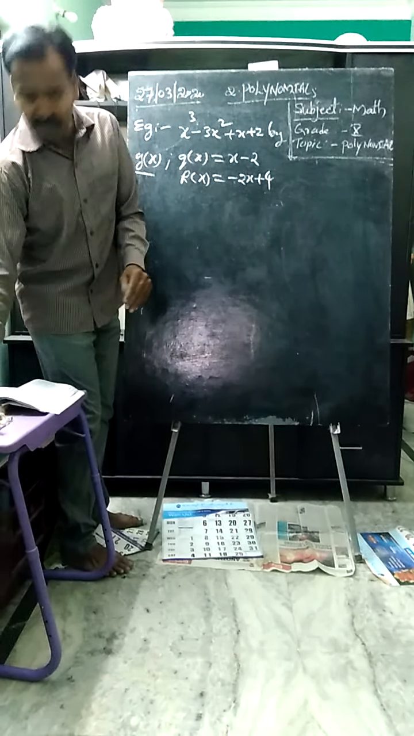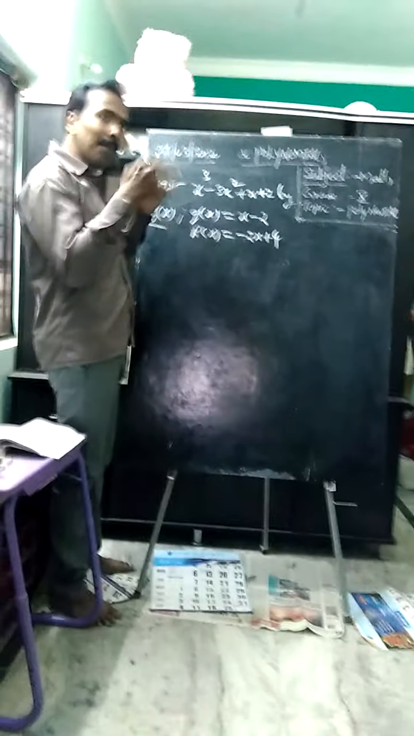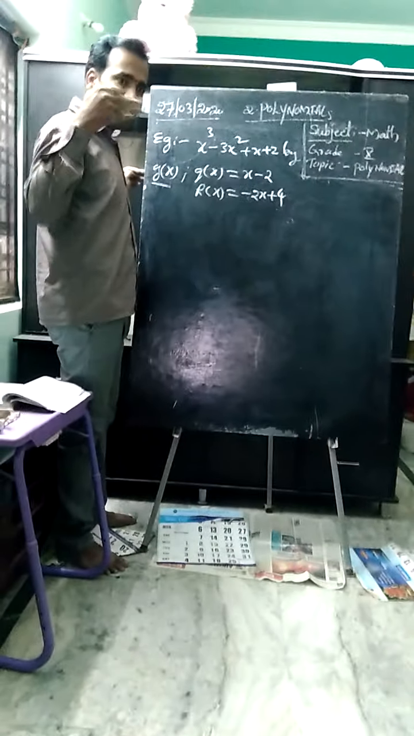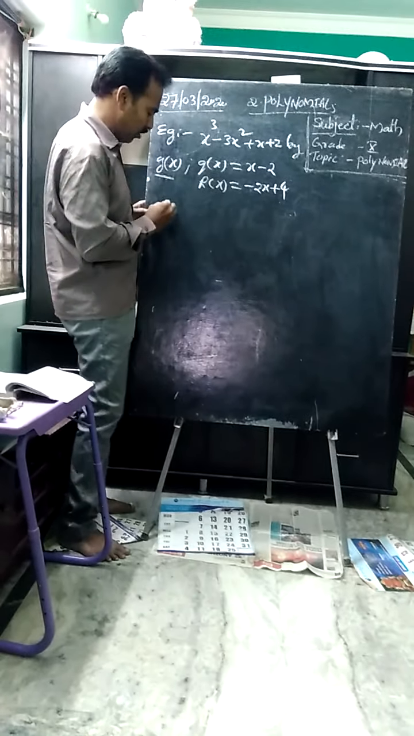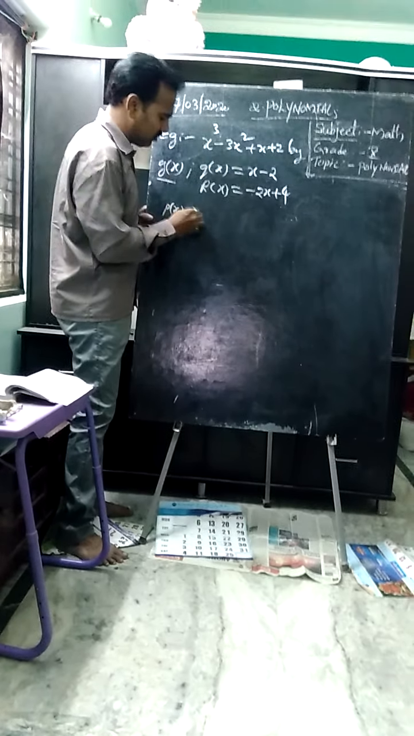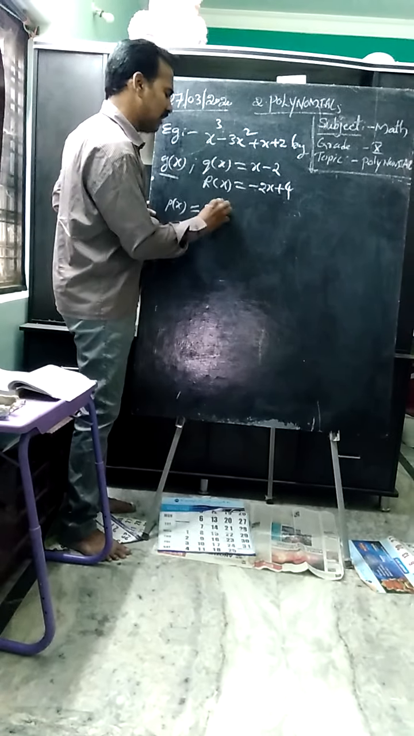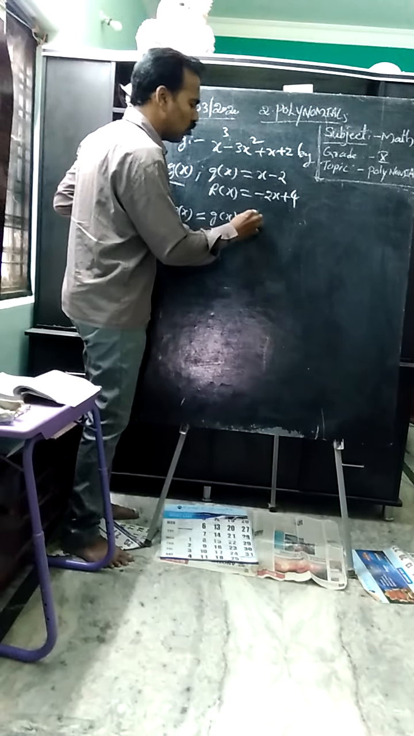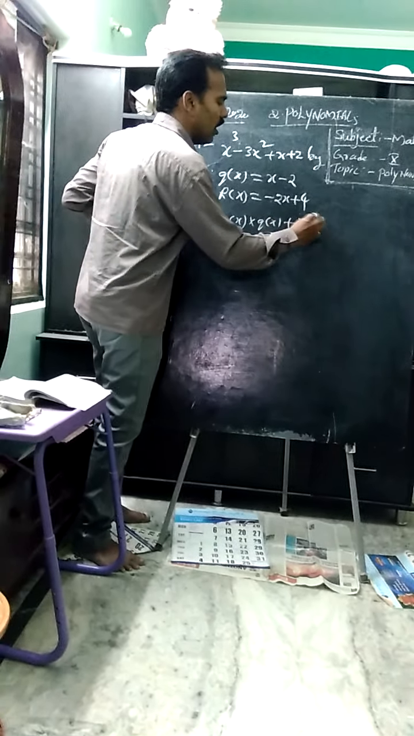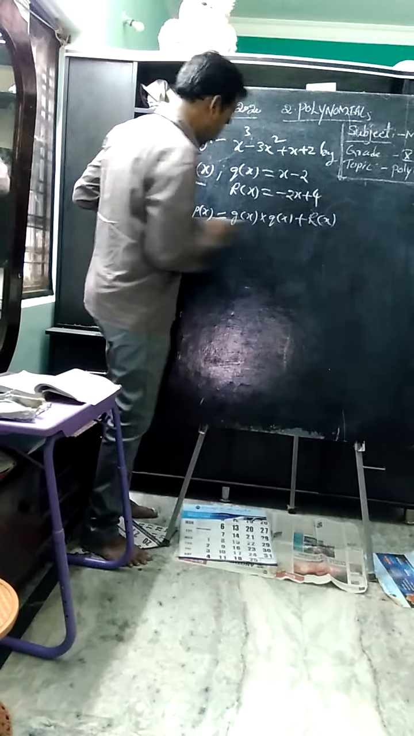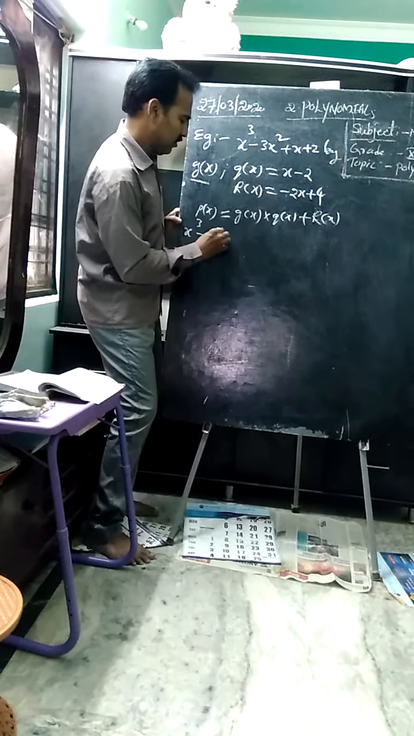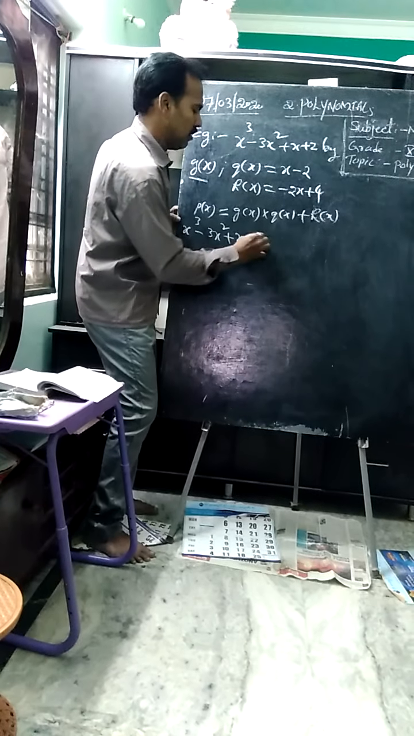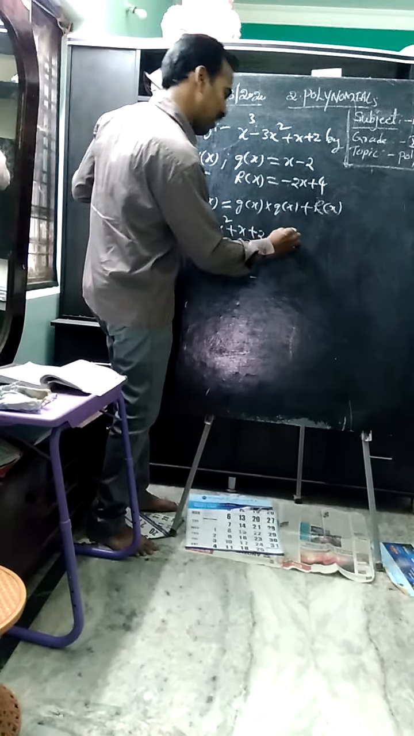So to find g of x, the divisor, we'll apply the division algorithm. Again, recapitulate or review the division algorithm of polynomials. Simply we'll write now. Let us take p of x as the dividend, and g of x as the divisor, into quotient q of x plus r of x as the remainder. So here we have p of x already, that is x cube minus 3x square plus x plus 2, and g of x we are about to find.